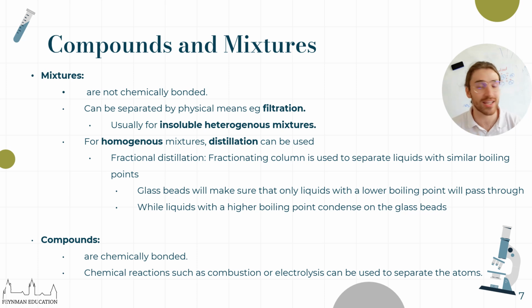Okay, so they are not chemically bonded, which means they can be separated by physical means. So you get 2 types of mixtures. You get heterogeneous. Heterogeneous is when they are in different forms, such as your cereal. The cereal is solid, your liquid, milk, and they can be separated by means of filtration.